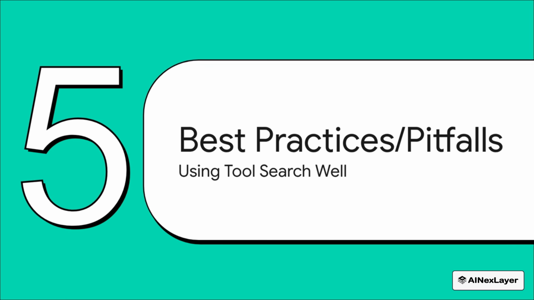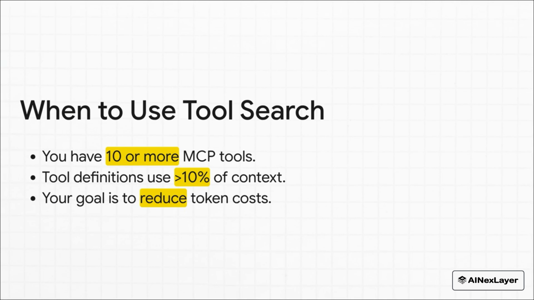Okay, let's wrap up with some key guidelines and a few things to watch out for to make sure you're getting the most out of this feature. So when should you reach for tool search? Well, it's a no-brainer if you're working with, say, 10 or more tools, or if you notice your tool definitions are eating up more than 10% of your context. And of course, if you're looking to cut down on token costs, this is a clear win.